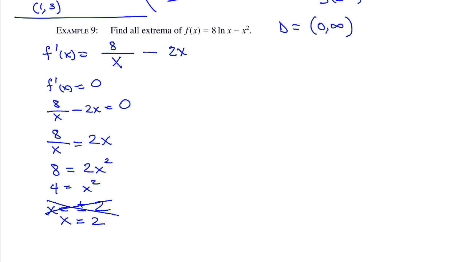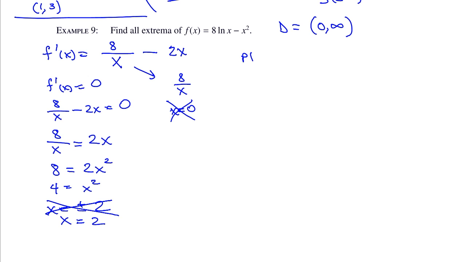Okay? The other value that we need to worry about comes from this 8 over x. What value of x makes 8 over x undefined? 0. So x is equal to 0, but 0 is, again, not in the original domain, so we don't have to worry about it at all. So we do not end up with another critical value. We just end up with a critical value of 2.